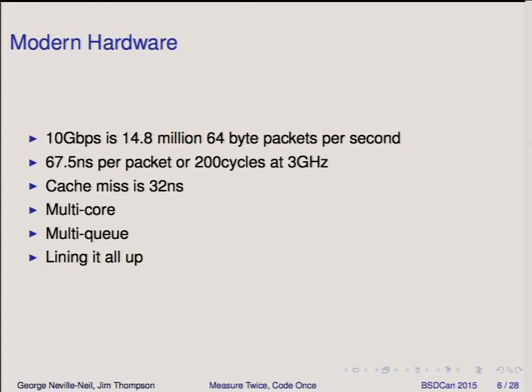But when you're running 10 gig hardware, you've got some numbers to deal with, right? At 10 gigabits, you get 14.8 million 64-byte packets per second. You get about 200 cycles at 3 gigahertz to deal with the packet. That's a very interesting problem, because I don't know about you, but when was the last time you found one of your functions took less than 67 nanoseconds?